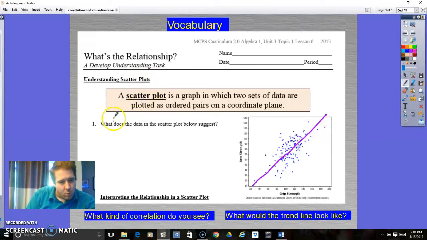Correlation coefficient. What does the data in the scatter plot below suggest? Well, it suggests that typically the more grip strength a person has, the more arm strength they're going to have, because it's a positive correlation. It's increasing. Now, does everybody who has grip strength have arm strength also? No, not necessarily. Some people actually work on their grip strength. A lot of people like to use those grip balls. And some people also like to pump iron and lift weights a lot. In that case, depending on what kind of weight you're lifting, you may or may not be getting grip strength.